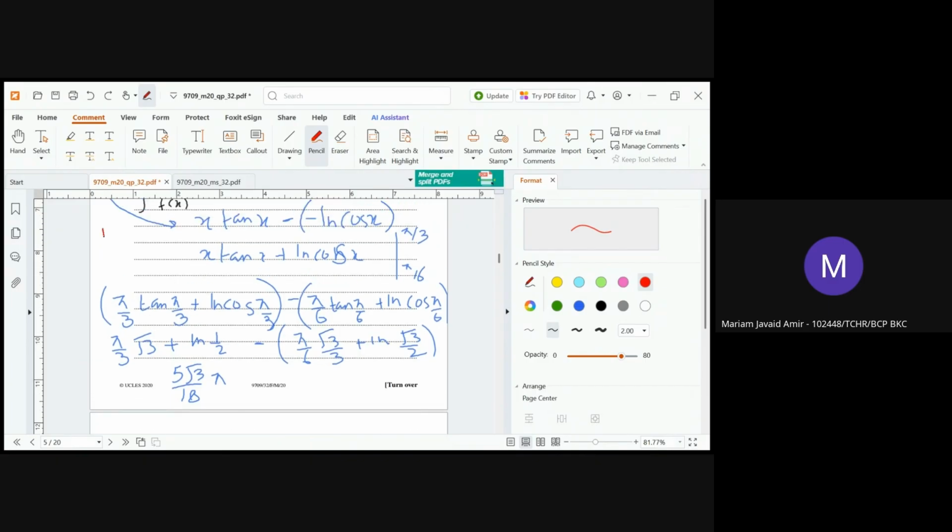So ln half divided by root 3 over 2. So this 2 and 2 cancel out. So we have ln 1 over root 3, and root 3 is actually 3 power negative half. So ln 3 power negative half, which can be written as negative half ln 3. So I'll write negative half ln 3. This is the final answer.